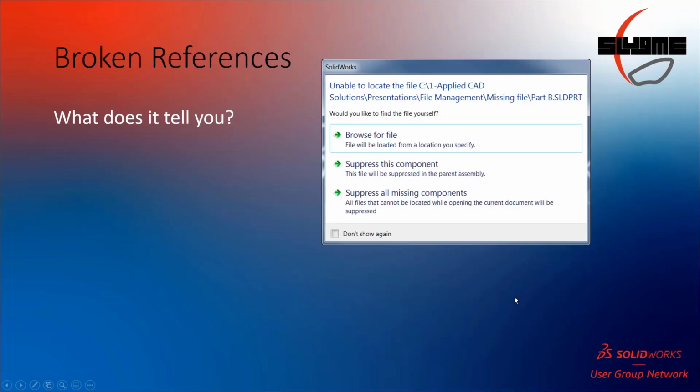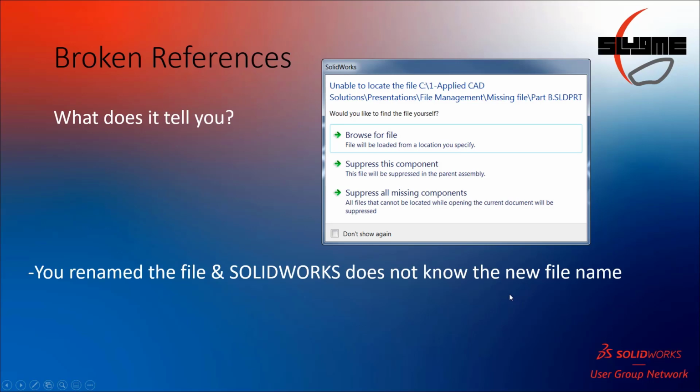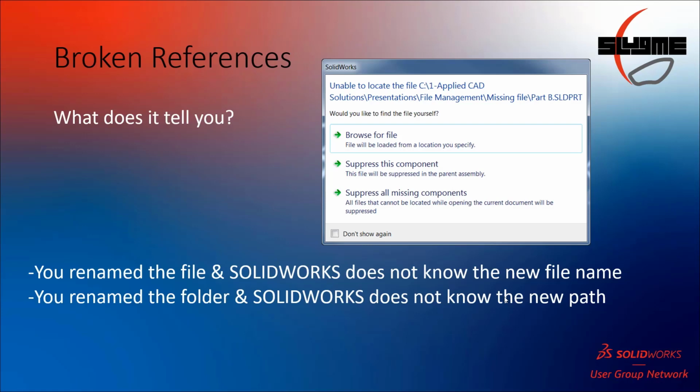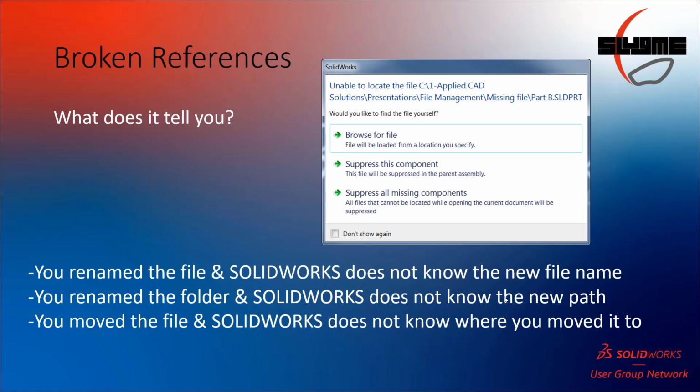Let's take a little bit deeper dive into the menu and what does it actually tell us. What it tells us is the first option could be that you rename the file, and now SOLIDWORKS does not know the new file name. You rename the folder and SOLIDWORKS does not know the new path. You move the file and SOLIDWORKS does not know where you moved it to. Or it's possible you just deleted it, and in that case, so sad, we really can't help you. Can't help you get your files back if you deleted them.